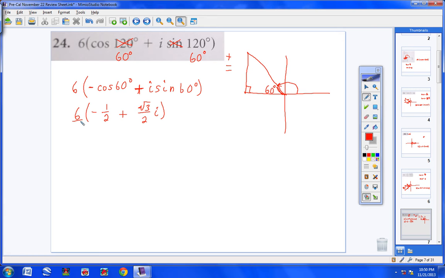If you put the 6 over 1 and multiply it through, 6 over 1 times 1 over 2 would be negative 3. 6 over 1 times square root of 3 over 2 would be 3 square root of 3, because your 2 would cancel into your 6 3 times. All right? So we're left with this right here for the standard form. All right? Not too bad.